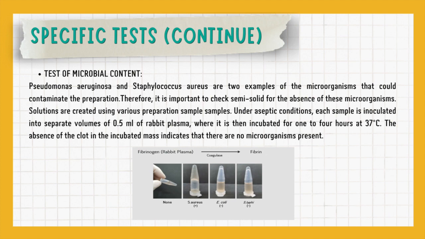Under aseptic conditions, each sample is inoculated into separate volumes of rabbit plasma, where it is then incubated for 1 to 4 hours. The absence of the clot in the incubated mass indicates that there are no microorganisms present.